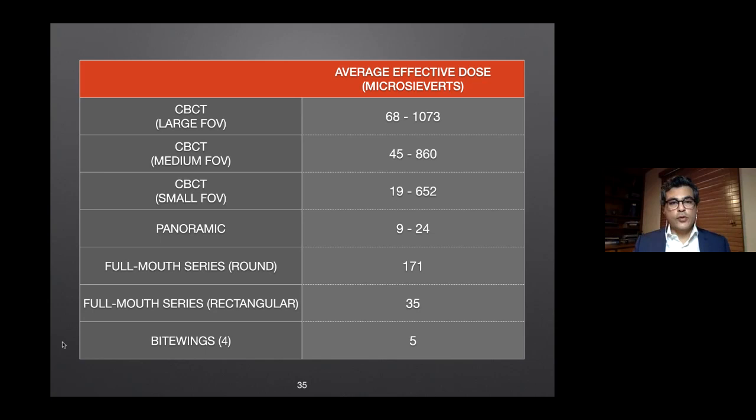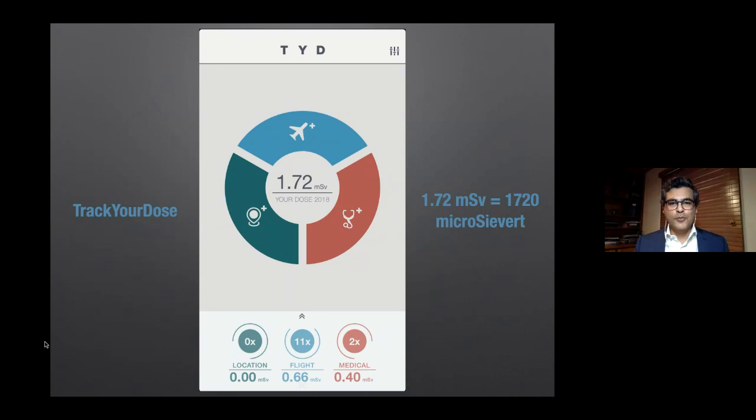Now, as they say, there is an app for everything. If you are really interested in seeing how much radiation dose you're being exposed to, you can download this app, and it's available for both iPhone and Android. It's called Track Your Dose. And it covers three main areas. It covers your travel, the dose that you may receive from going to a dentist or your doctor and having a CT scan done, and your location.